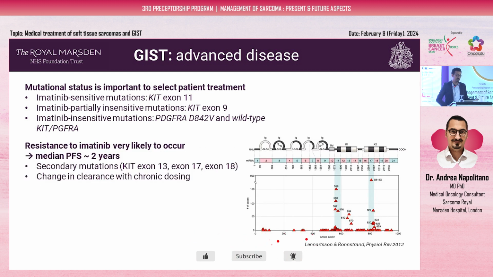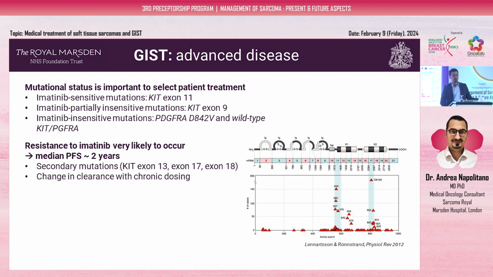Despite all the benefits from the treatment with imatinib, we know that resistance is likely to occur, with a median progression-free survival of about 2 years. Secondary mutations can be found across the whole gene, but they are more commonly found in exons 13 and 14, and exons 17 and 18. There is also a change in clearance with chronic dosing. So in some cases, increasing the dose of imatinib can provide further benefit.